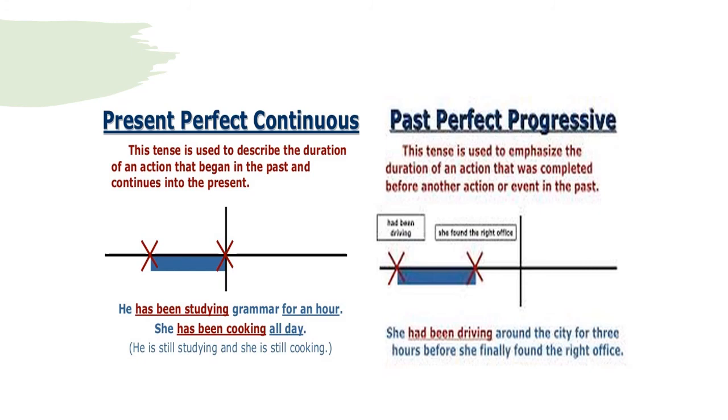He has been studying grammar for an hour. She has been cooking all day. That means he is still studying and she is still cooking. She had been driving around the city for 3 hours before she finally found the right house. That means now she has stopped driving.